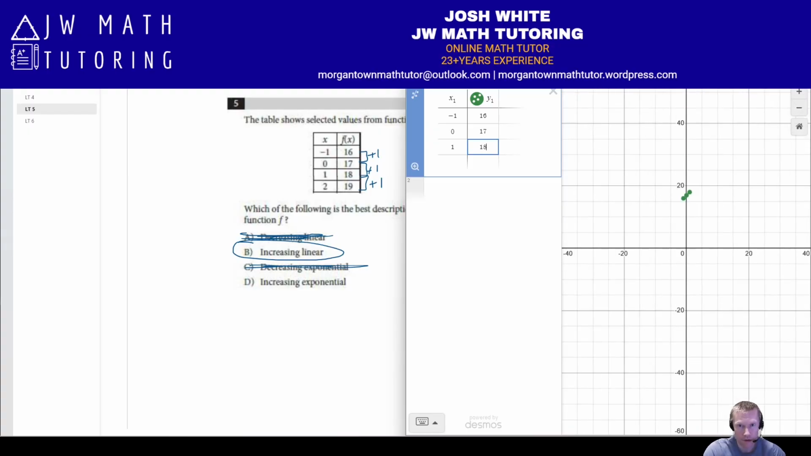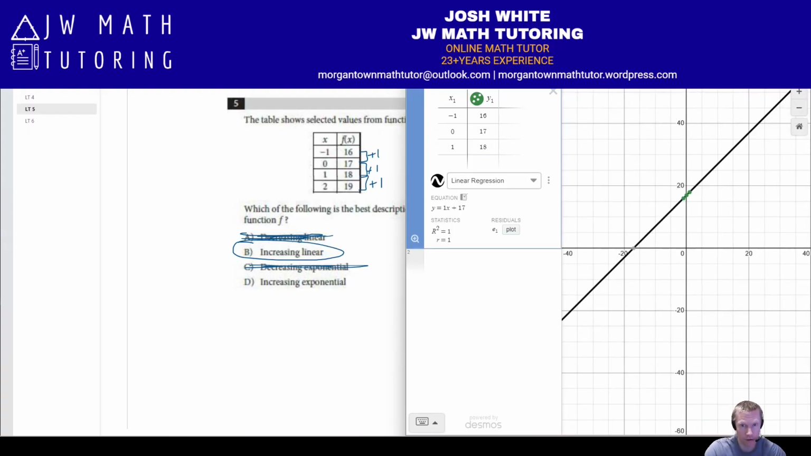Okay, and you could just say plot three of the points. And then you go to add regression. Linear, notice it's a nice line that goes through all three of them. That tells you it's a line.